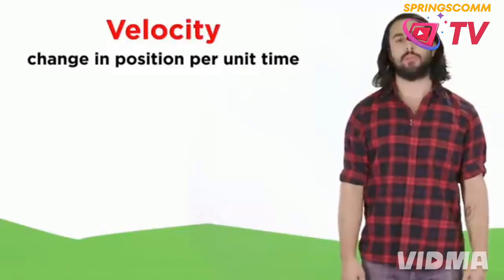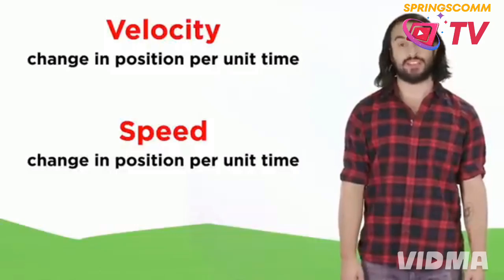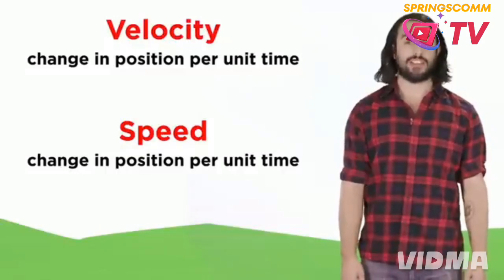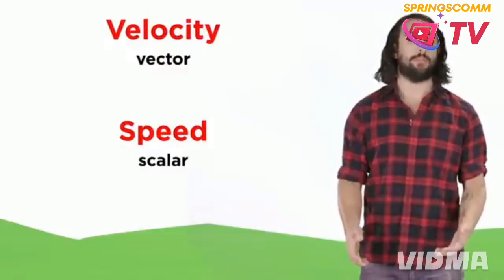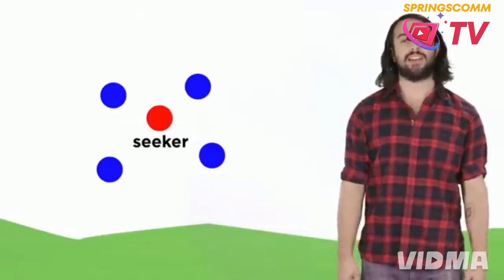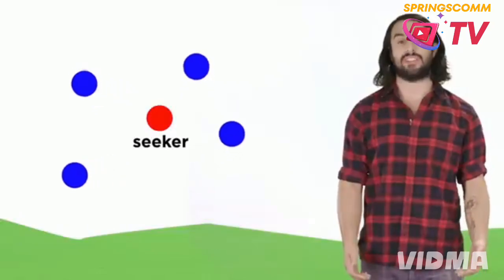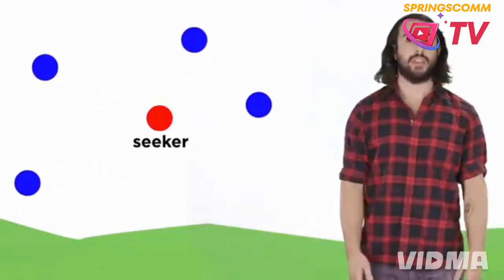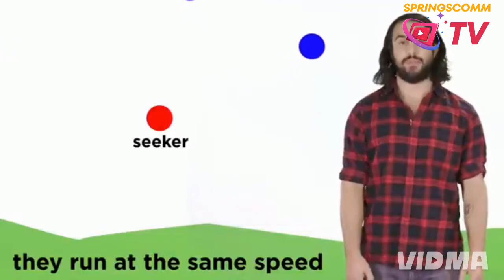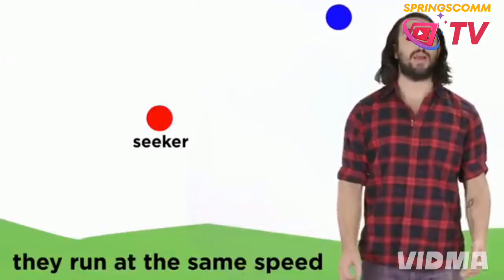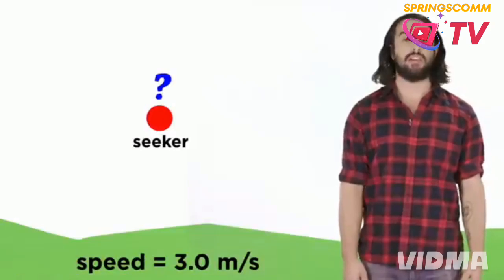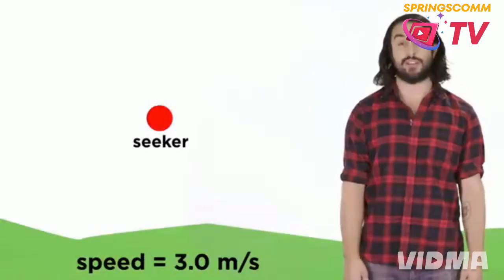Most people assume that the words speed and velocity are synonyms, and in everyday language they are. But the difference in physics is that speed is a scalar and velocity is a vector. If a group of kids are playing hide and seek and they all run away from the seeker in different directions, it is possible that they all run at the same speed because speed only has magnitude and no direction. So they could all run at a speed of 3 meters per second if they are quick little devils.